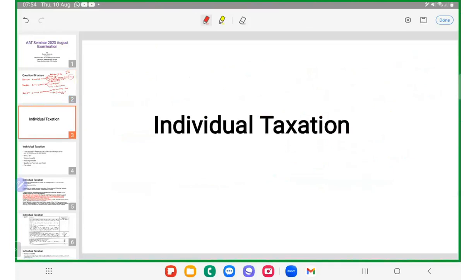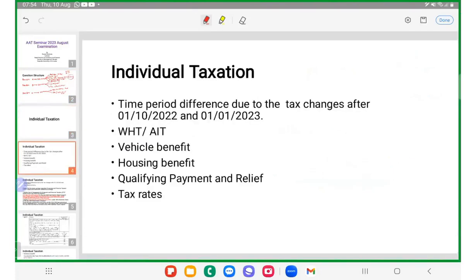Then I will discuss individual taxation. Under individual taxation, I will discuss the very important part, the time period differences due to the tax changes after 1st October 2022 and 1st January 2023. Most students have a problem these days with whether they have to do their calculation for individuals, that means our year of assessment, 1st April 2022 to 31st March 2023. So this is our year of assessment.